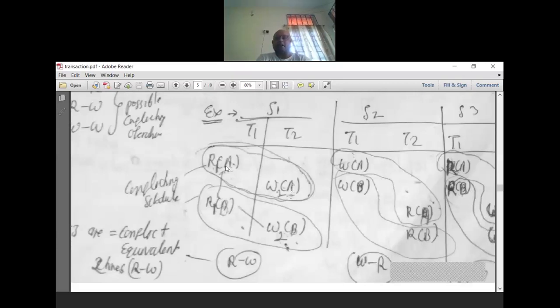That means their position has been changed. You can see it is R1A, R1A. Now there was W2A, but here W2A is downside and R1B is over here. Even though the place is changed, these are two conflict equivalent schedules, because read 1A and write A, which was a conflict case, came over here.